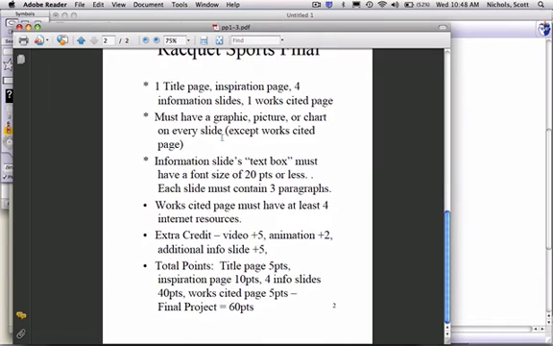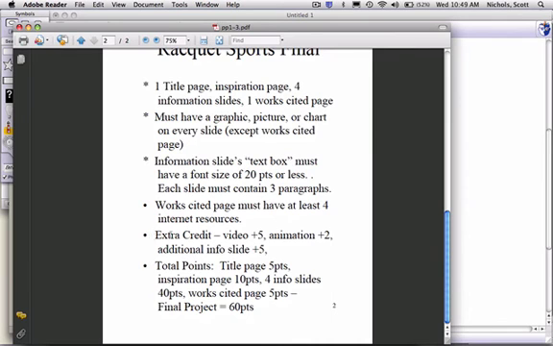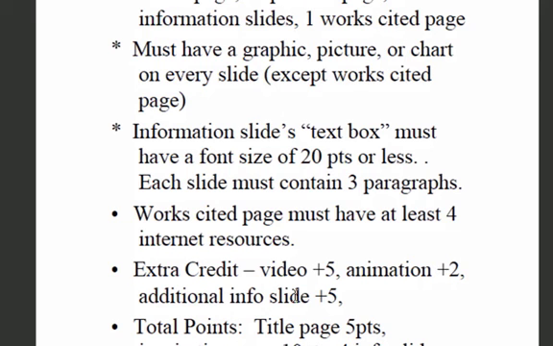So again, final project point wise, your title page is 5 points. Inspiration slide is 10, 4 info slides for a total of 40, your works cited page is 5 points. So your final project total points equals 60. Some people are interested in extra credit. You can add a video, animation, or additional info slide. You can do one of each of those for a total of 12 extra credit points, and we'll show you how to do the extra credit in another video, and that should get you started.